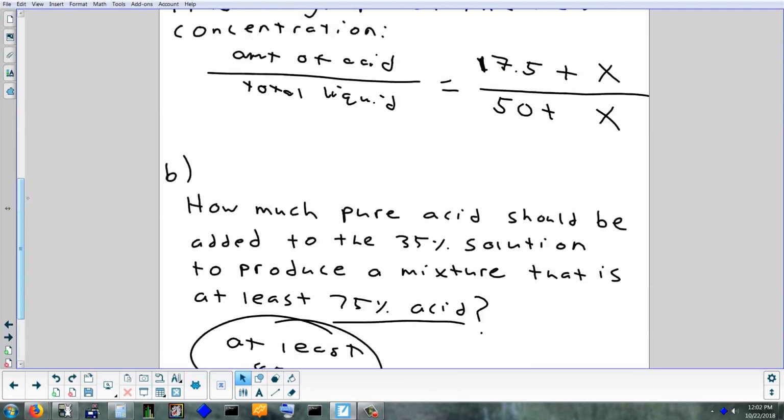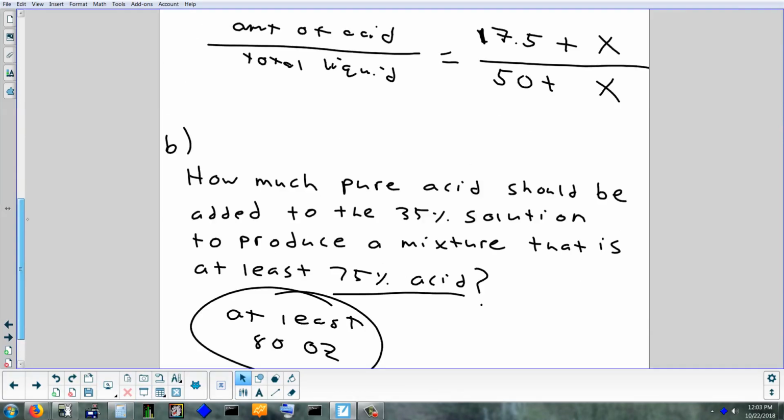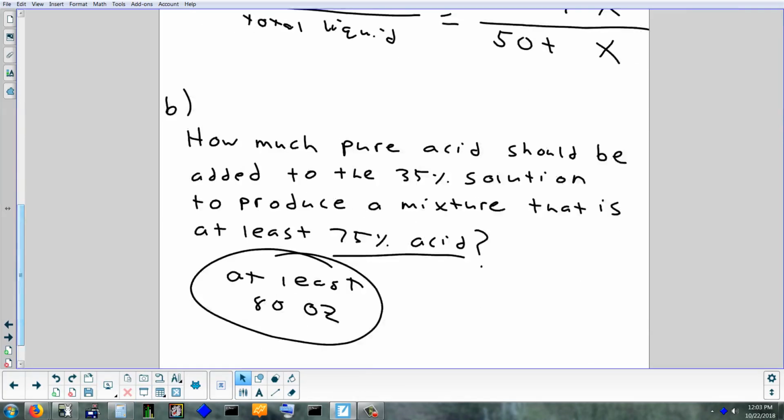So I think the toughest thing is just setting up the equation, but that's how you do it. Amount of acid over total liquid. So that's section 4.1.